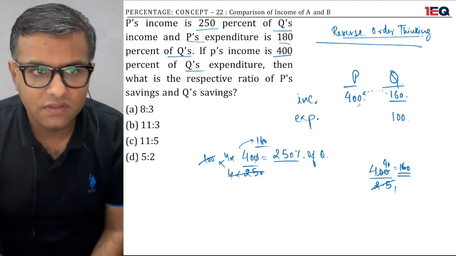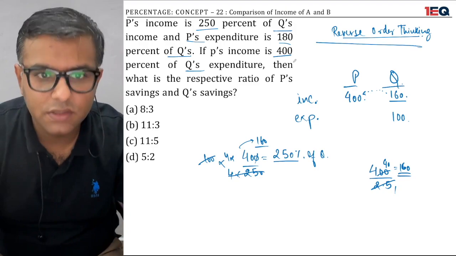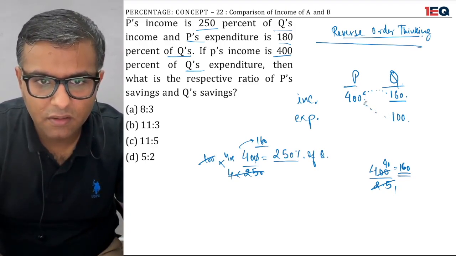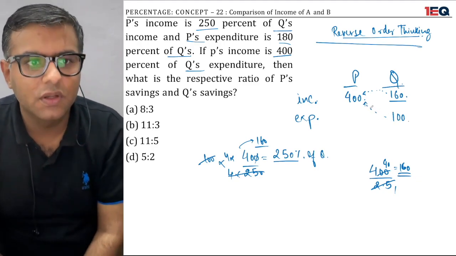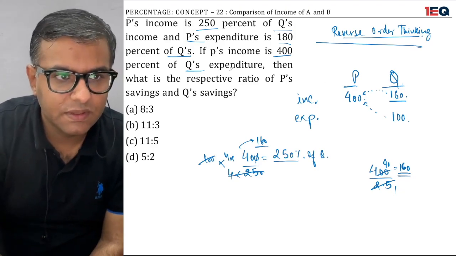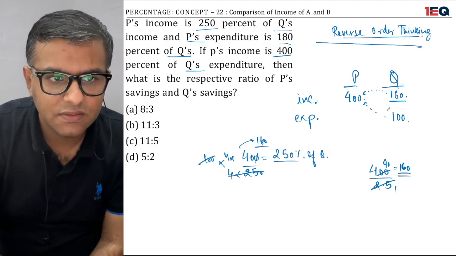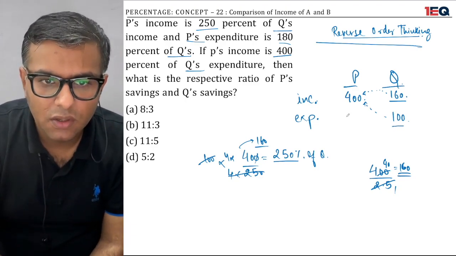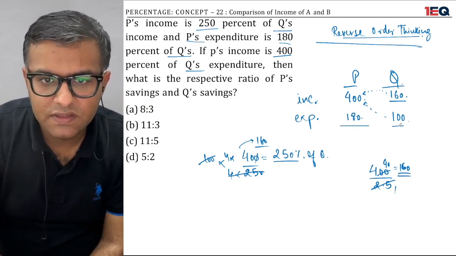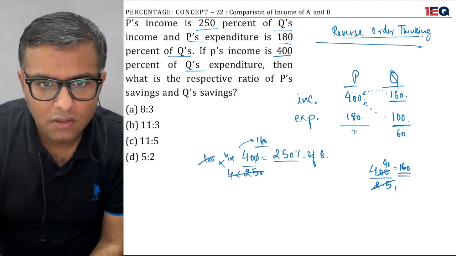You see how this works out to be. If P's income is 400% of Q's expenditure, we have already made that pretty evident of how it is going to work out. Then P's income is 250% of Q's income has been done. And Q's expenditure is 180% of Q's expenditure. This is 100. Now 180. Then what is the respective ratio between the savings? The savings here are 60 and the savings here are 220.